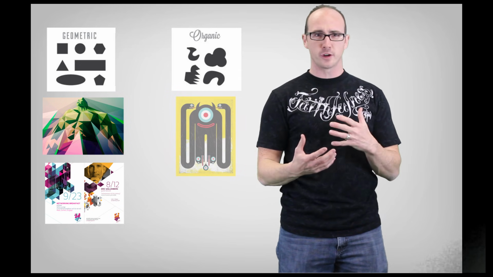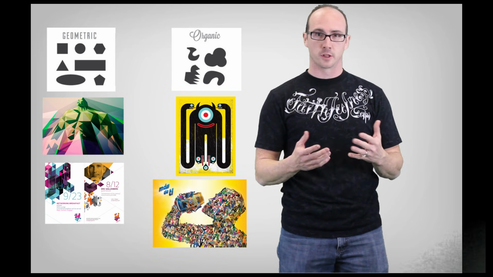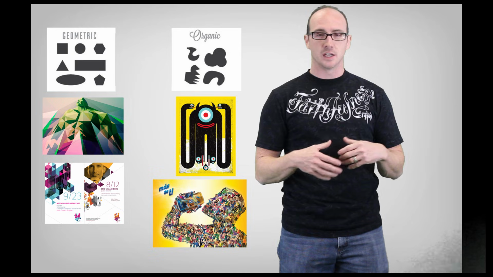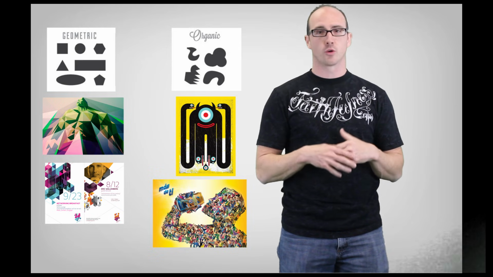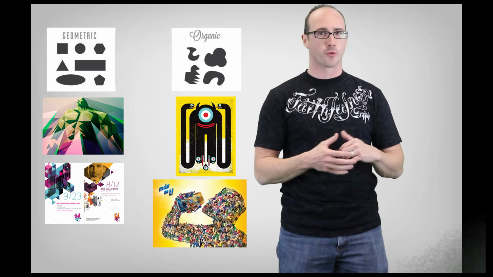The other type are organic shapes. They're more natural, they're free form. You see them in nature, the shape of a leaf, the shape of a saguaro cactus, even the silhouette of a figure. All of these are organic and natural, and they're just kind of free-formed shapes.